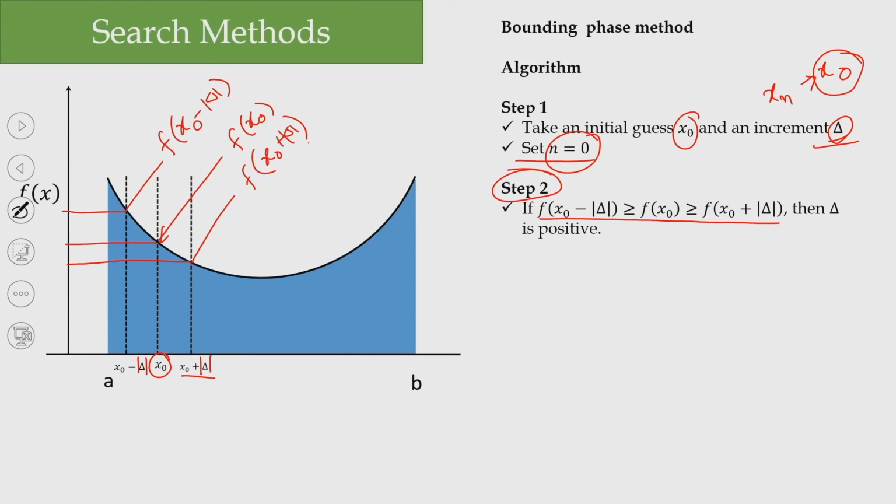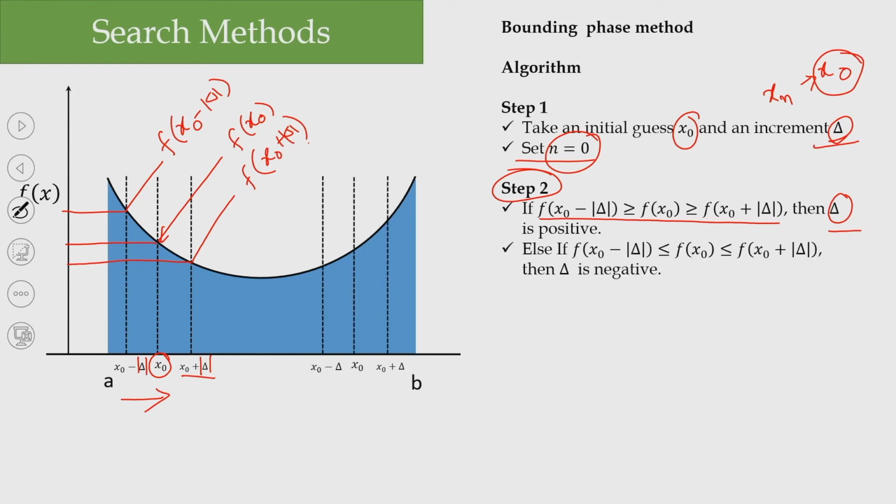Now, in this case what is happening? This condition is true. That means f of x naught minus delta is greater than f of x naught, and f of x naught is greater than f of x naught plus absolute value of delta. So, this condition is true. If it is true, then delta is positive. That means I will go in this particular direction. If I go along that direction, I will be able to bracket the optima. We are just checking whether delta is positive or negative. In step 2, if this condition is true, that means delta is positive.